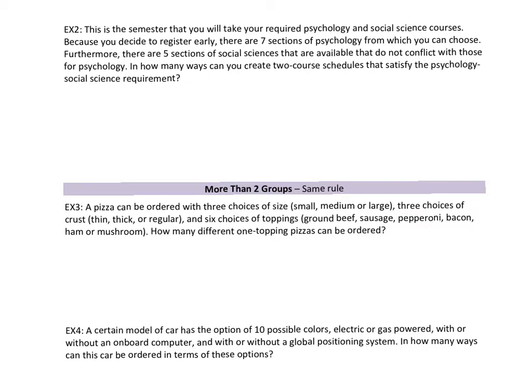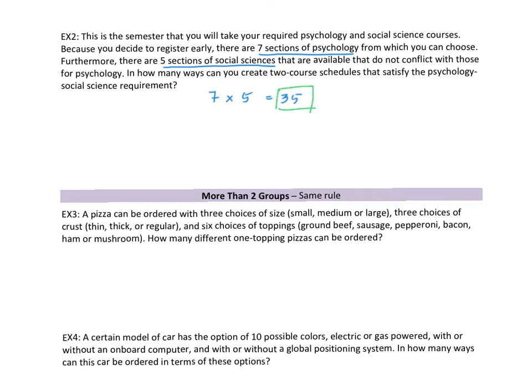This is a semester that you will take your required psychology and social science courses. Because you decide to register early, there are 7 sections of psychology from which you can choose, and there are 5 sections of social sciences that are available, and these do not conflict with each other, so you can take them both. In how many ways can you create a 2-course schedule that satisfies the psychology social science requirement? 7 times 5. 35 ways.